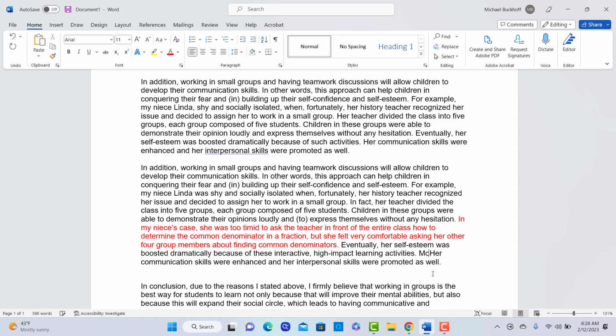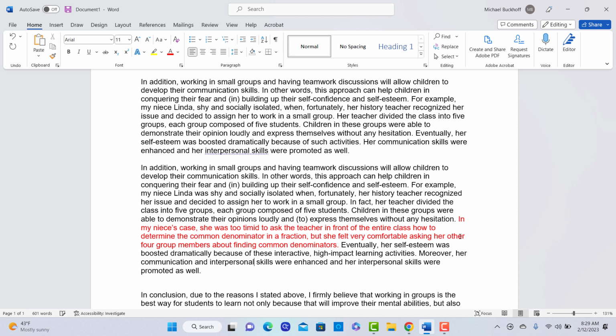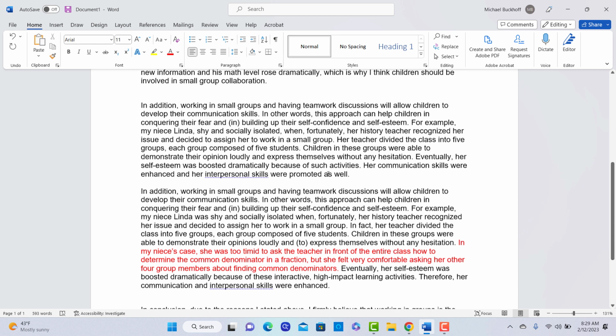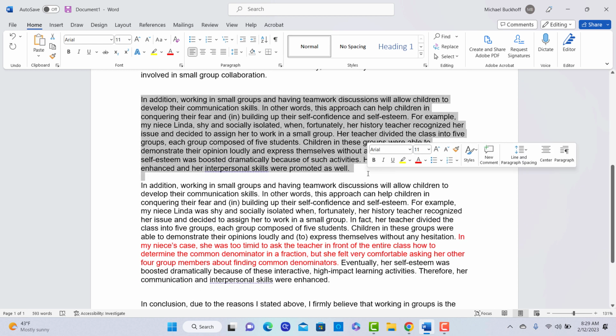You might say, moreover, will add to the previous idea. Her communication and interpersonal skills were enhanced. I don't think we have to use all of that there. We'll just use a shorter sentence right here. Maybe say therefore, I think maybe to conclude it. And we have a fairly long paragraph now. See what we did? So we have 164 words here, and then we have 150 something here, and I think that's good enough.